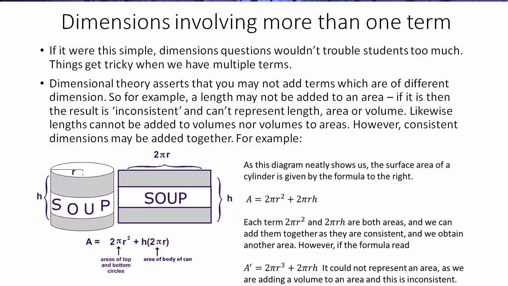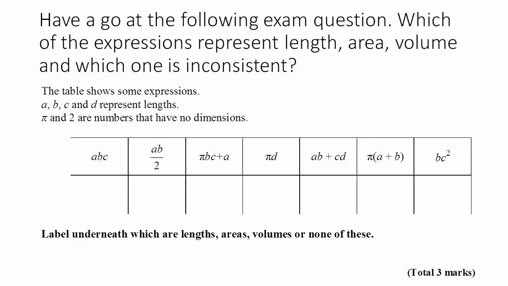The key thing is you may only add or subtract terms of the same dimensional order. So you can add a length to a length and you'll get another length. You can add an area to an area and you'll get another area. You can add a volume to a volume and you get another volume. But you may not add a volume to an area or a length to an area. And that brings us nicely up to the next slide. If we ever add a volume and an area or anything like that, we have actually been inconsistent.